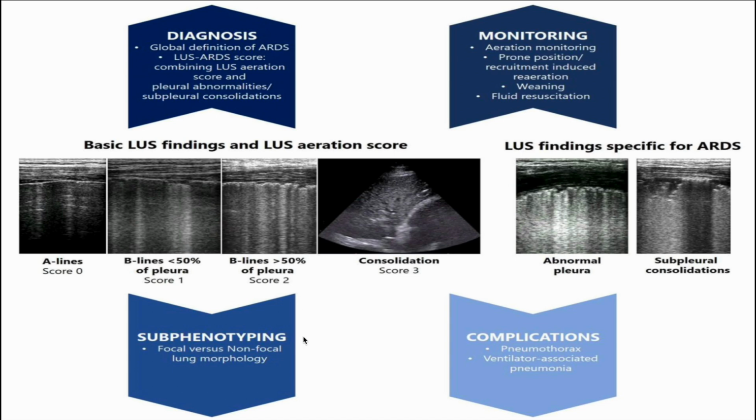You can do subphenotyping if you can find these features focally or non-focally. If it is focal, then you go for prone positioning. If it is non-focal, then you go for recruitment maneuvers. Finally, monitoring. You can measure the aeration score every day and see whether the patient is improving. You can check for these scores during SBT trials, so it helps in weaning as well as in fluid resuscitation. And finally, it also helps in identifying complications like pneumothorax and ventilator associated pneumonia.